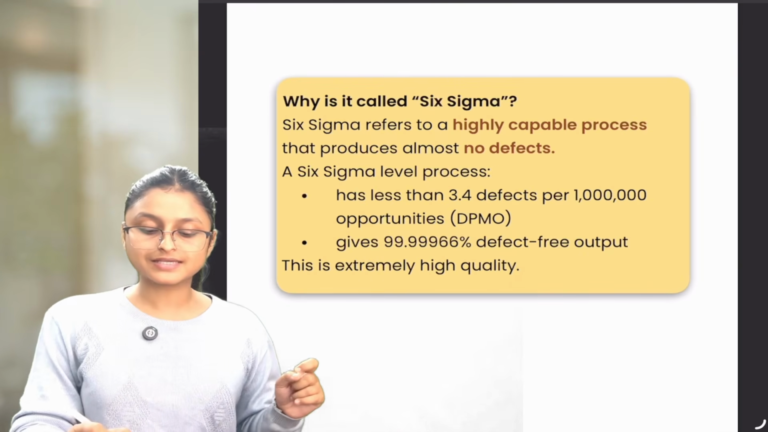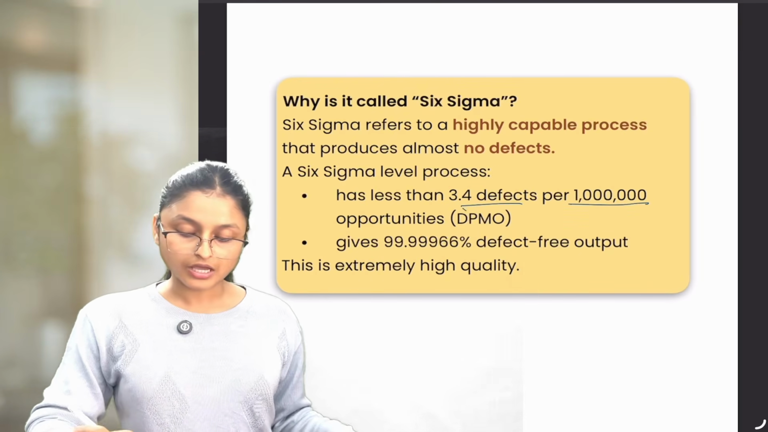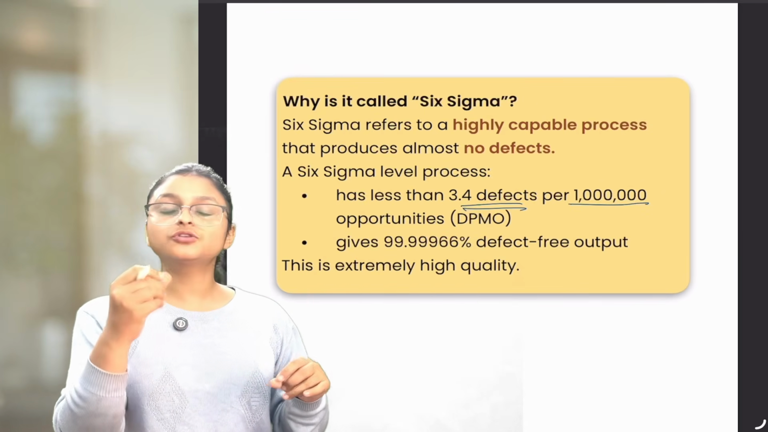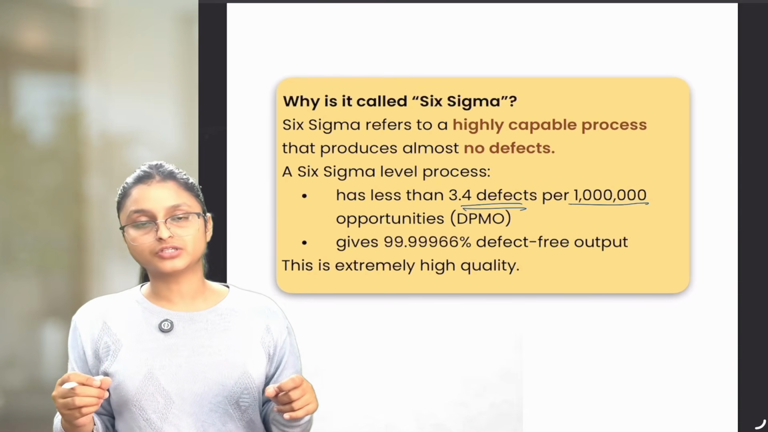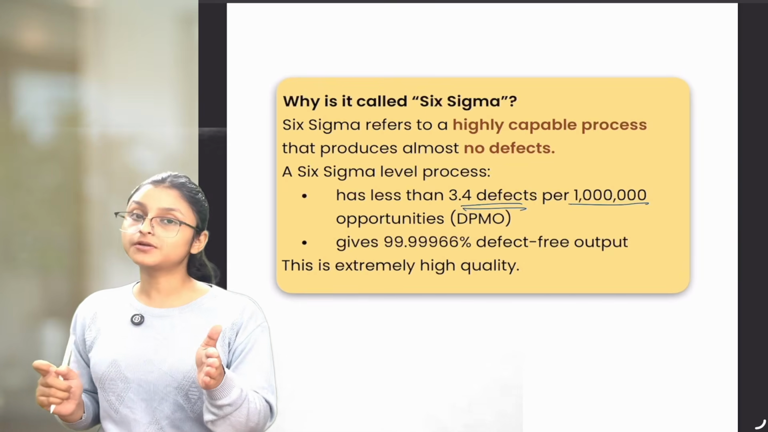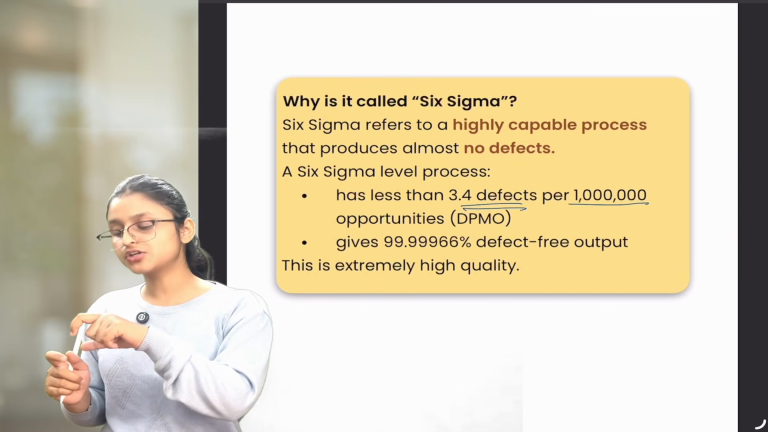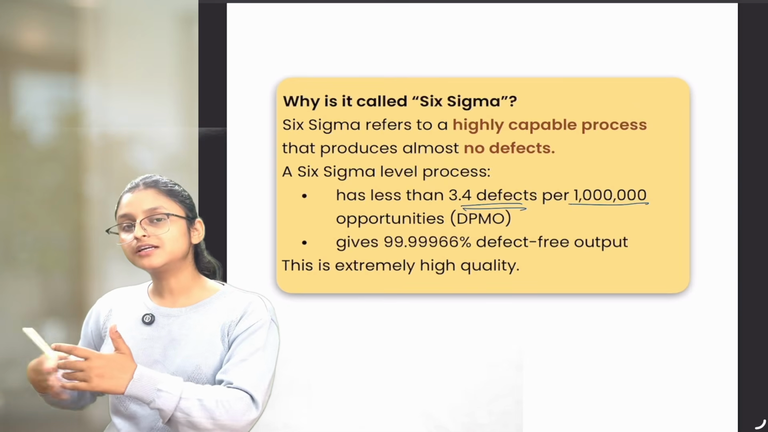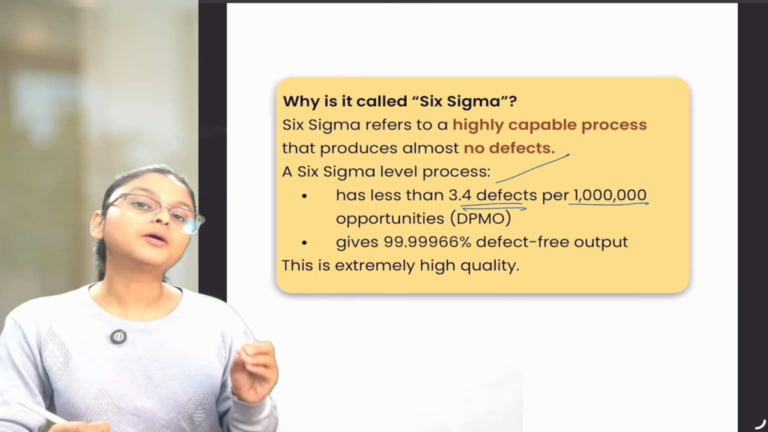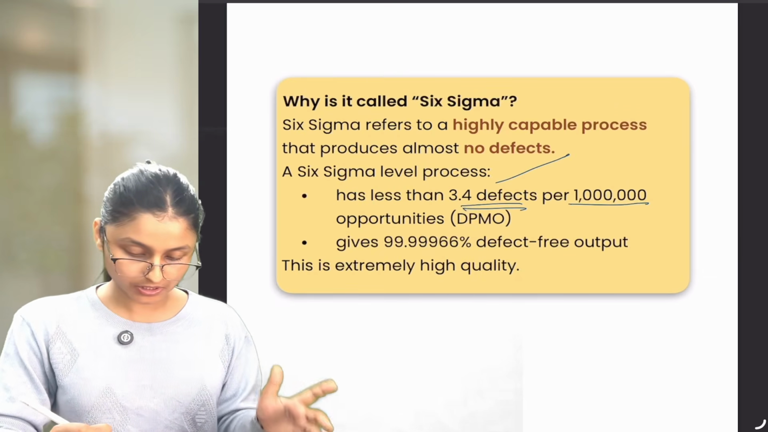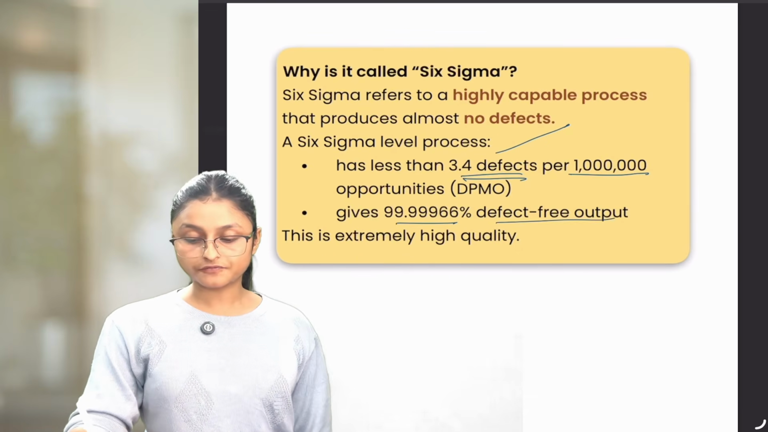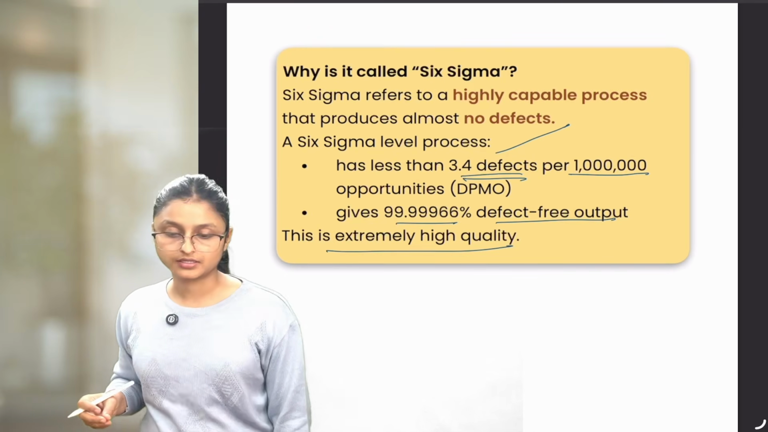A Six Sigma level process has less than 3.4 defects per million opportunities. How did this 3.4 defects come in? Because if I calculate for Six Sigma, it will come to 0.002 defects per million opportunities. But the thing is, with time, the process can shift. A 1.5 standard deviation shift can happen over a longer period of time. And after this 1.5 standard deviation shift, we have 4.5 standard deviations on the nearest side. And if I calculate for 4.5 standard deviations, it will come up to 3.4 defects per million opportunities. This gives 99.99966% defect-free output. This is extremely high quality, right?